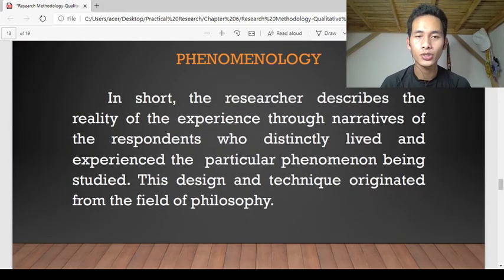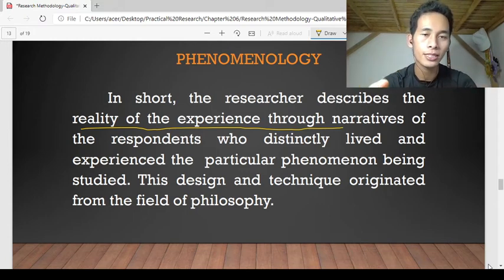Now, phenomenology in short, the researcher describes the reality of the experience through narratives, from the respondents who distinctly live and experience the particular phenomenon being studied. So it's more on evaluating the consciousness. Phenomenology focuses on the consciousness of the people about the phenomenon, the appearances, the experience, and it is more on describing the reality of such experience through narratives of the respondents who distinctly live and experience that particular phenomenon under study.